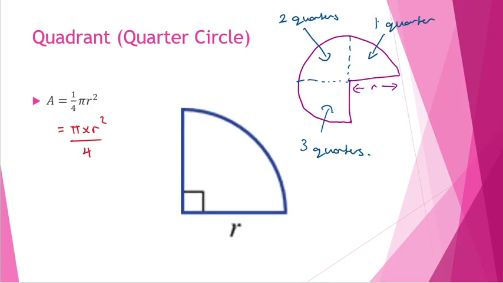Okay, now over here is a quadrant, aka a quarter circle. So quad just means in fours pretty much. So you can use the second formula that I've written out instead. Just remember, find the area of a full circle first, then divide by 4.